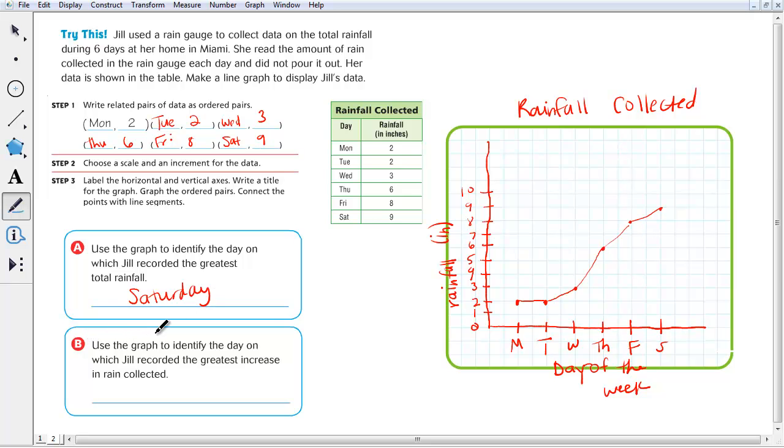Now, Part B says, use the graph to identify the day on which Jill recorded the greatest increase in rain collected. We're going to look at the lines and see where we see the greatest increase or the greatest slope. And it looks like here that it was from Wednesday to Thursday. So it looks like that Thursday is the day that shows the greatest increase.